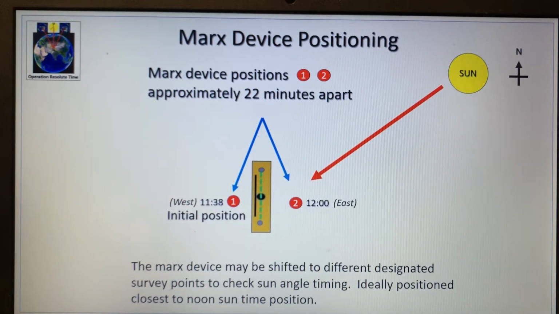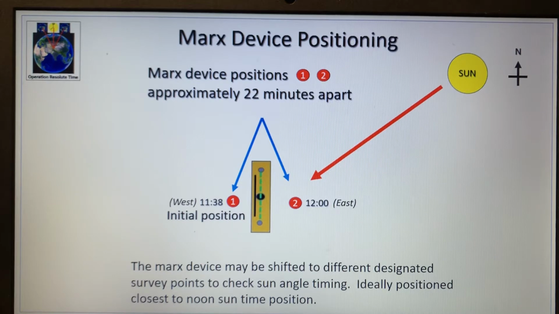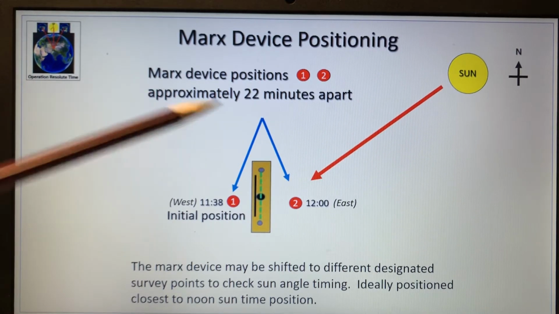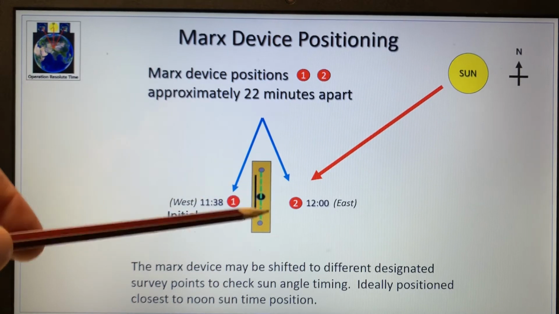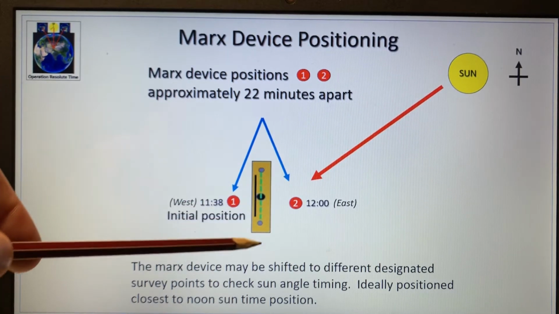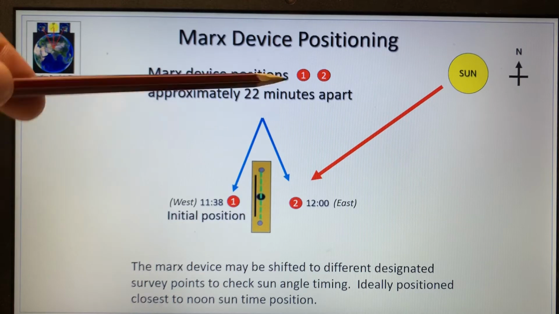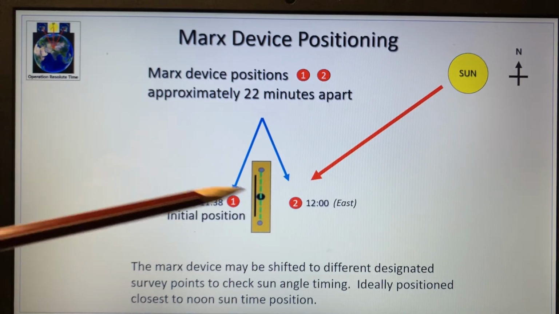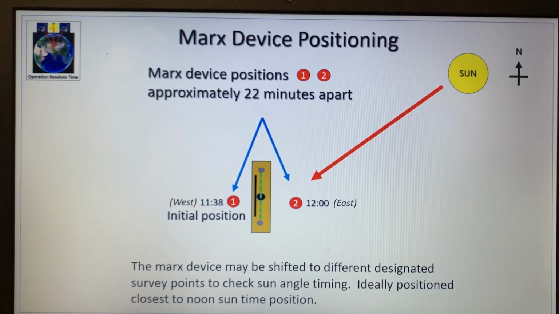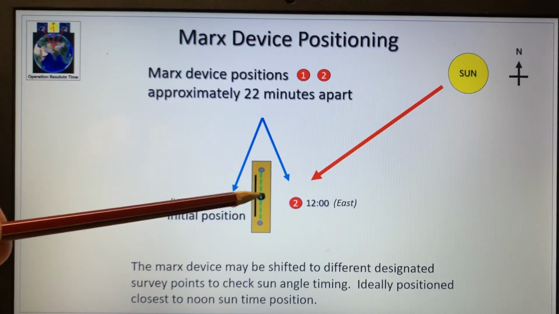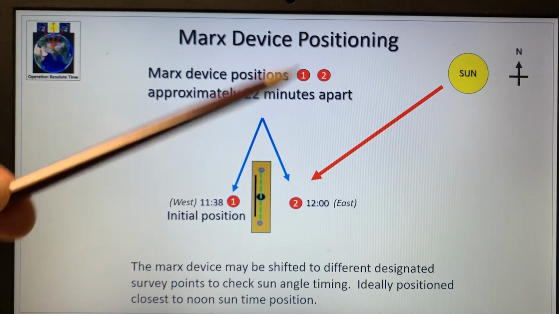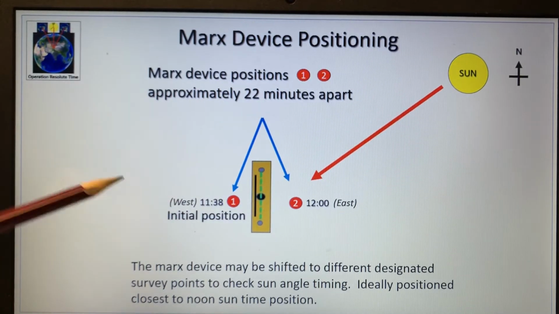And this device can be shifted into different designated locations. Ideally, we want to be as close to noon as possible. We don't have to be at noon, but ideally we want to be close as possible. Again, this device is a small piece of wood with a center hole and some lines strung across the center, and the line casts that shadow and gives us a perfect 90-degree north-south grid line. And this device is oriented north. It's oriented north. And again, this can be shifted in different locations.